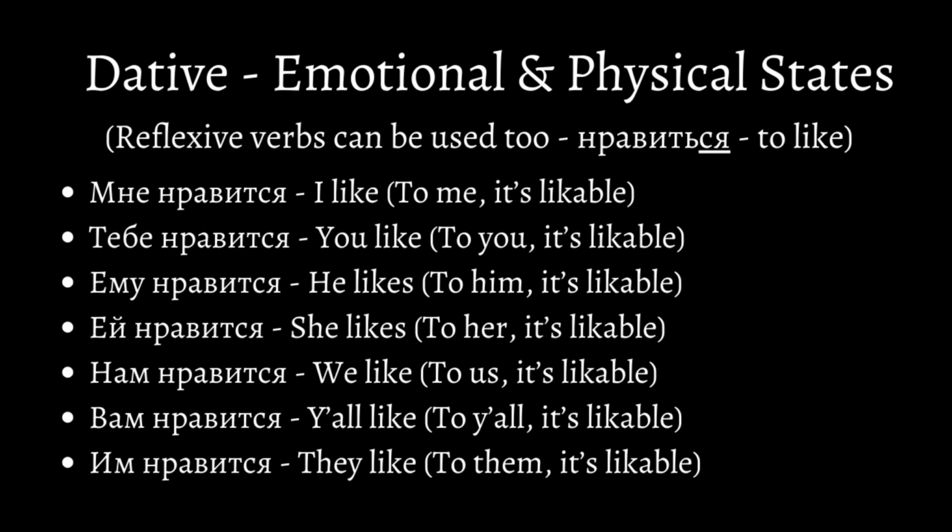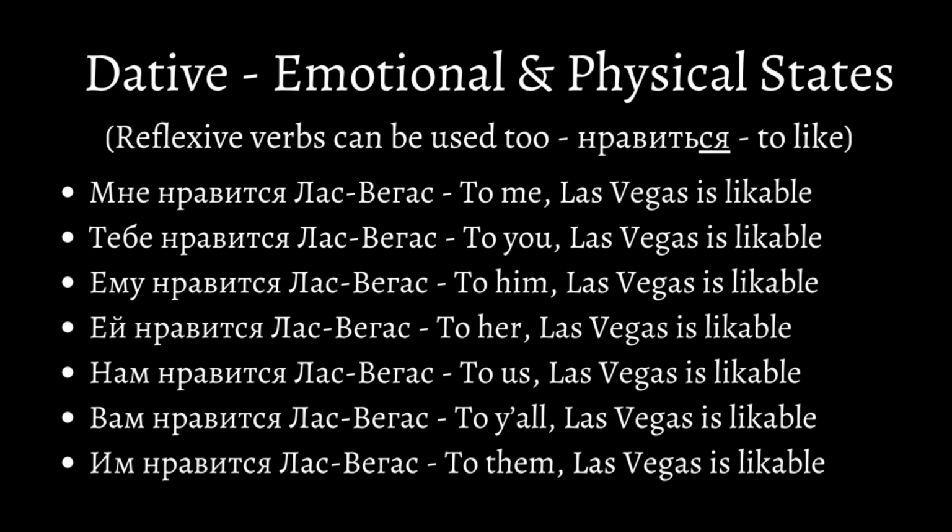This is a more logical explanation than simply saying, I like. Of course, nobody speaks like this, so we need a better translation. Like, I like. Мне нравится. We can further extend the verb by using a singular noun, like Мне нравится Лас-Вегас. Тебе нравится Лас-Вегас, and so on. It doesn't mean I like Las Vegas as much as to me Las Vegas is likable.